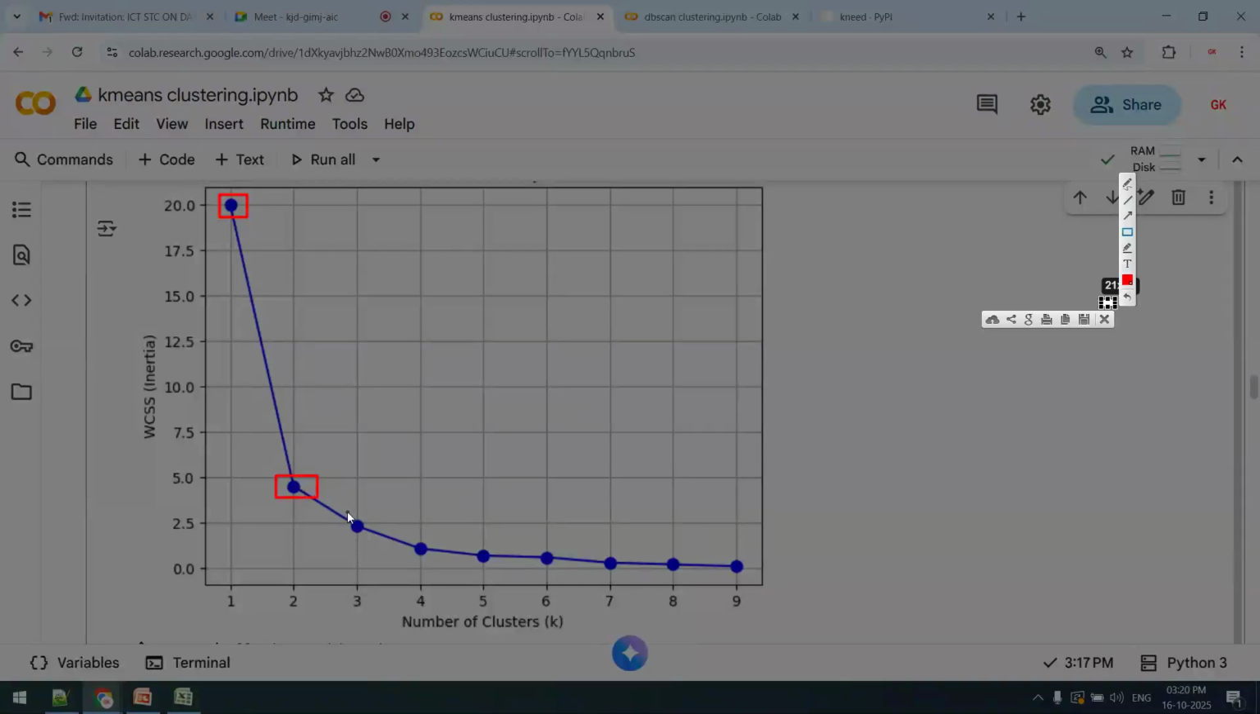From this data point to this data point, there is a big downfall. Now after 3, you can see that from 3 to 9 there is no big downfall, no big diversion. The big diversion is from 1 to 2 and 2 to 3. After 3, it is getting stabilized. This is known as curvature analysis, or curve analysis.